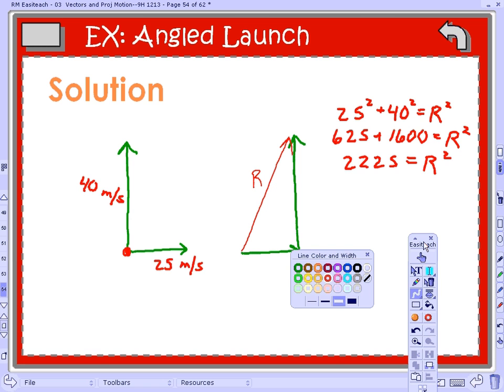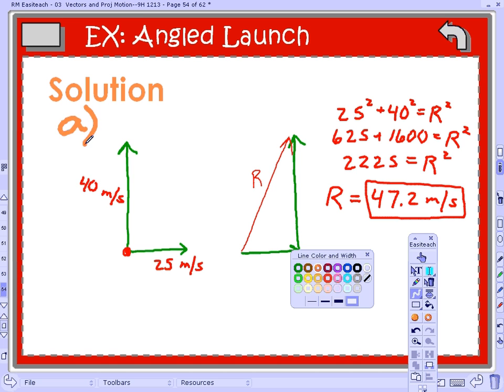I'm not going to try to square root that, but my resultant, which represents my launch speed, is 47.2. So I've now successfully solved part A. This was the solution to part A. Now to solve part B.